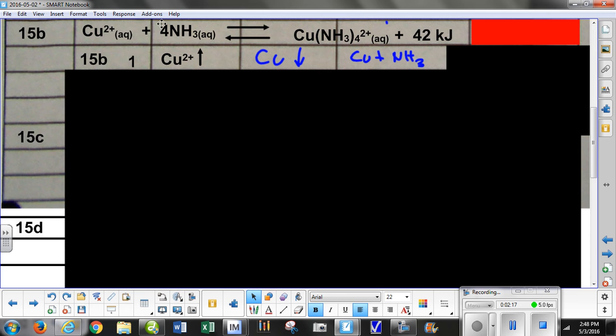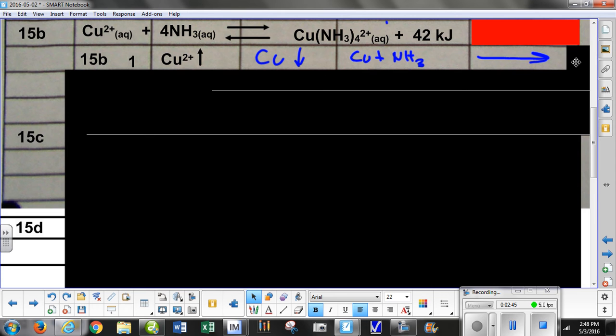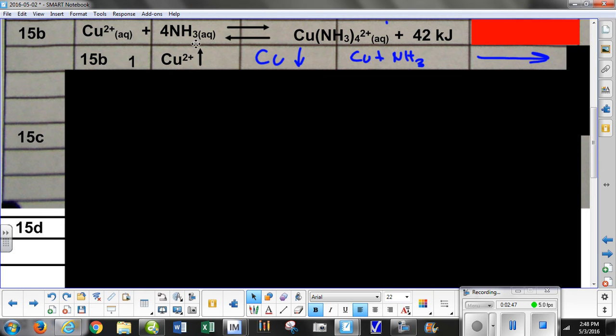Here's the copper ion, here's the ammonia. Copper and ammonia being combined reduce the amount of copper and the amount of ammonia and make the copper ammonia complex, which is an ion. And it also has exothermically produced heat because the kilojoules is on the right side. And so we're going to experience a right-hand shift by combining the reactants to make the product and produce heat.